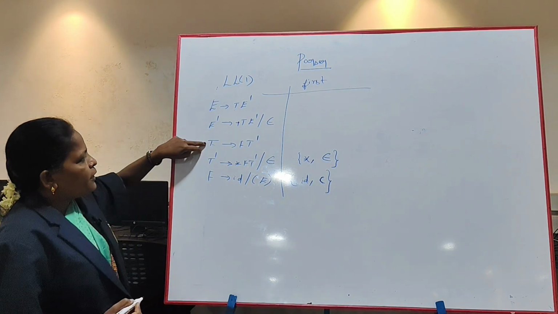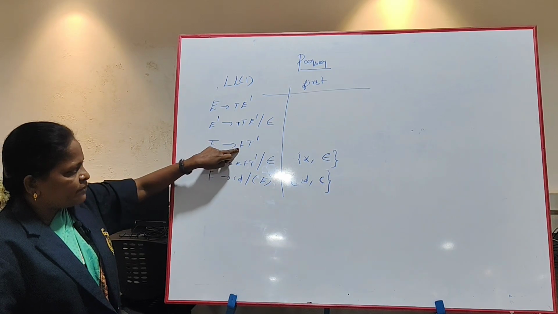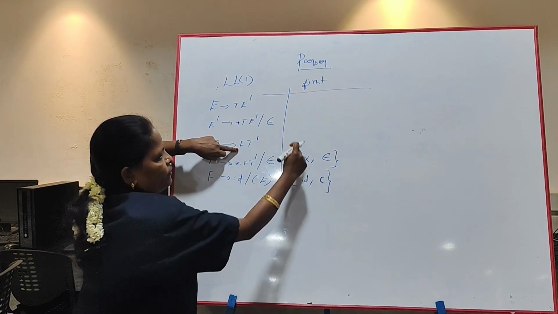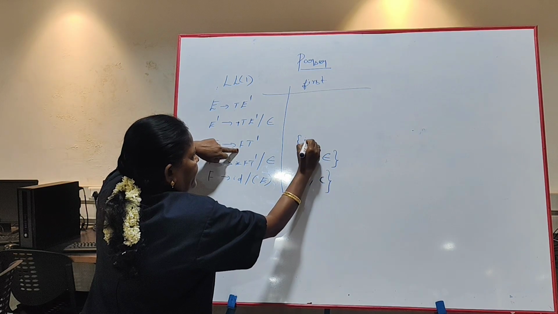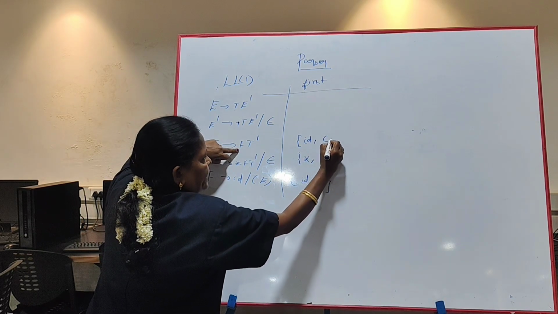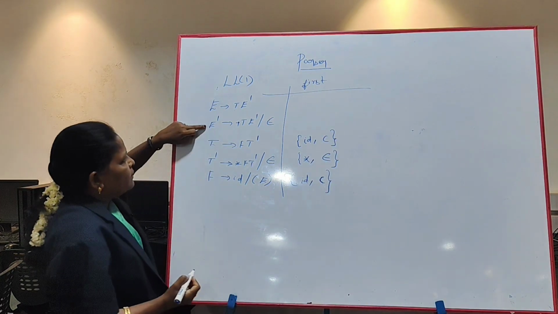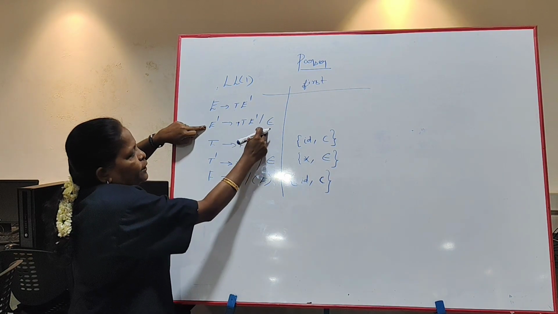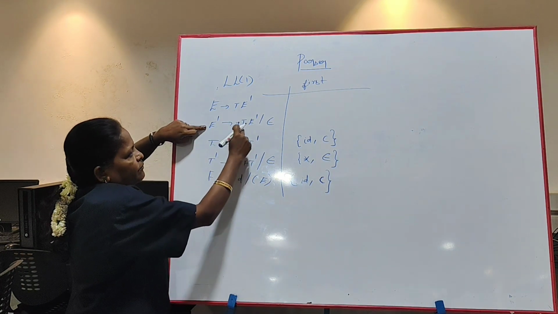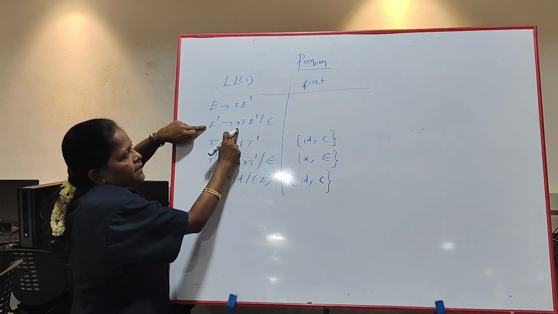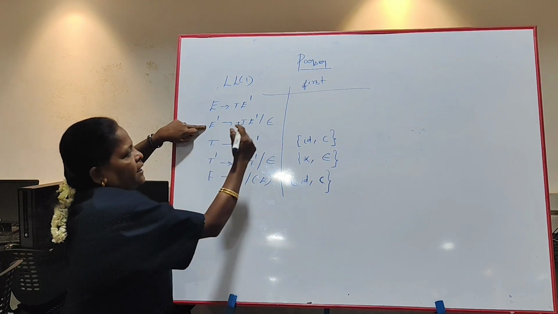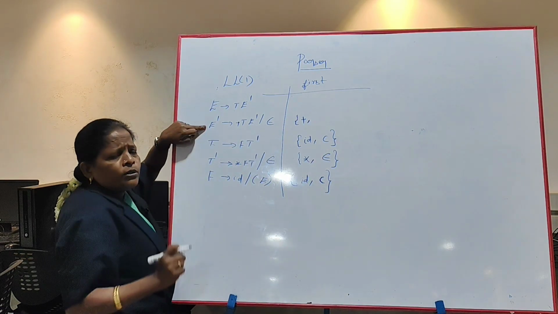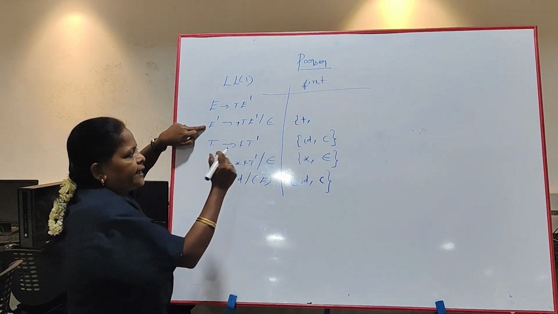Then the next production: first of T is equal to first of F. Already first of F is what? ID comma opening bracket. You have to write it as it is. ID comma opening bracket here. Then first of E dash, first of the entire right production. We have two possibilities for E dash. In the first, the first symbol in the right production is plus. You should write plus here. Then the other alternative is epsilon. You should write epsilon here.